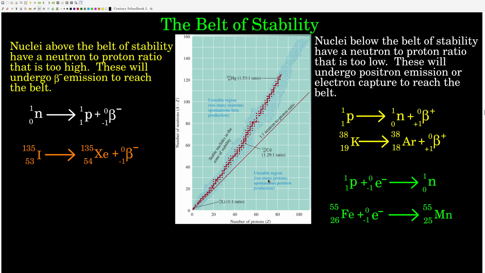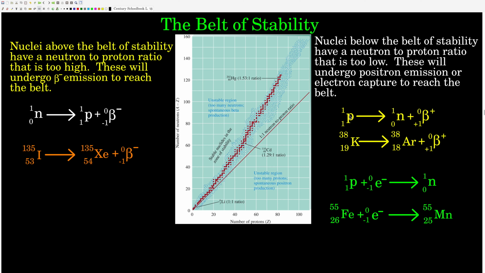Now, if a nucleus, an isotope, is below the zone of stability, then the ratio of neutrons to protons is too low, and they undergo positron emission, or they can undergo electron capture. The idea is they end up, after these two processes, back in the zone of stability.